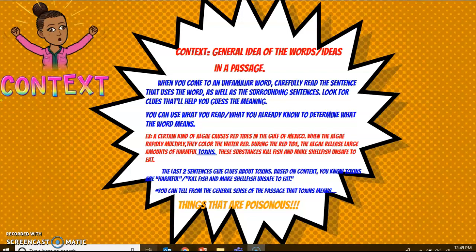So, as you can see here, the word toxins is underlined. When we look at the last two sentences, they give us clues about toxins. And so based on the context, remember that's the general idea of the words and ideas that we're reading about, we know that toxins are harmful because it says that in the sentence that the word is in. And we also learned that they kill fish and make shellfish unsafe to eat. So you can tell from the general sense of the passage that toxins means things that are poisonous.